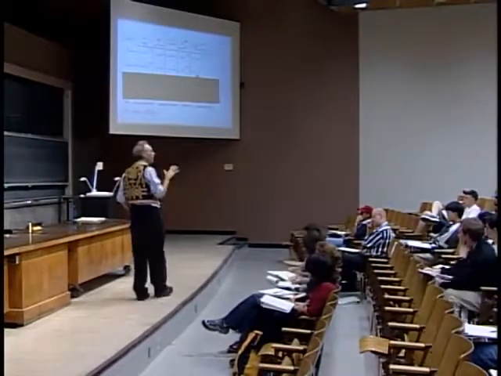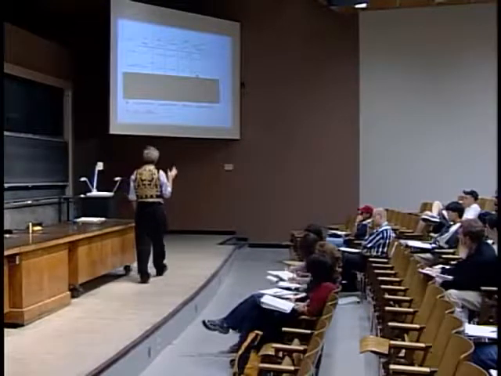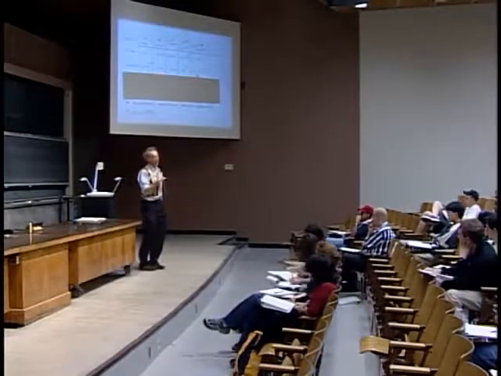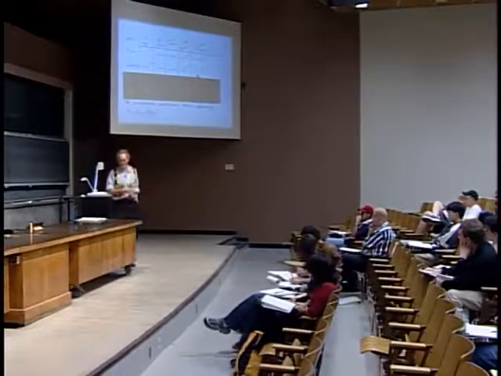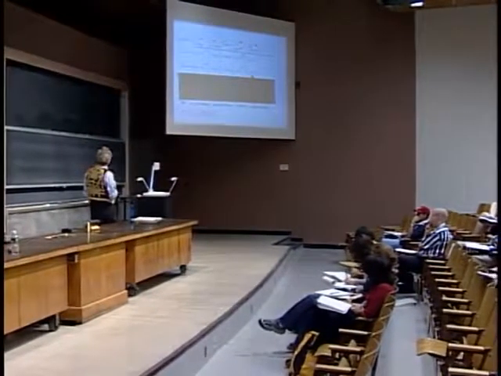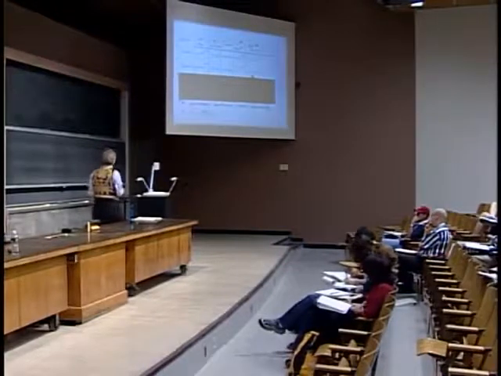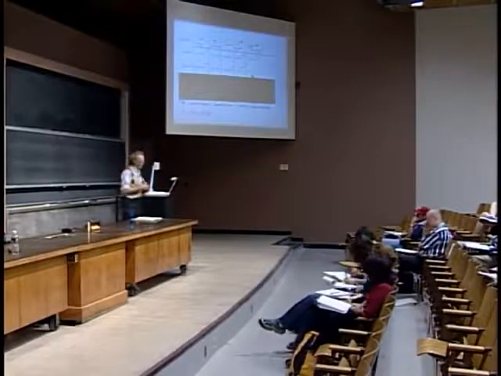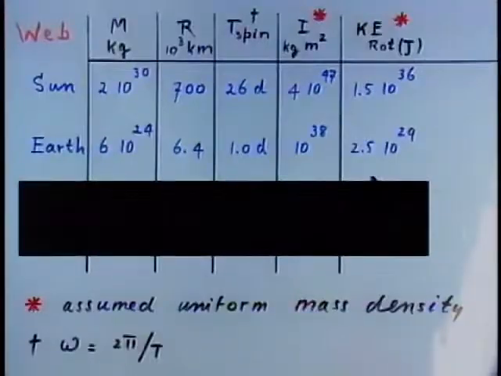So you can completely forget the idea that the energy from the Sun, that we now know, of course, is nuclear, but our great-grandparents didn't know that, would be tapped from kinetic energy of rotation. Let's look at the Earth. 2.5 times 10 to the 29 joules.